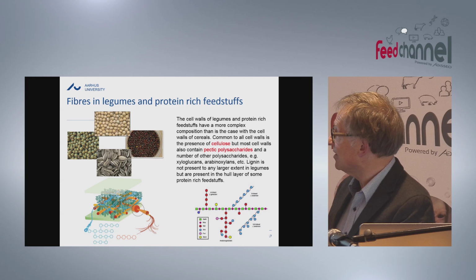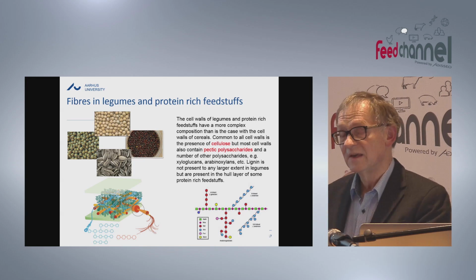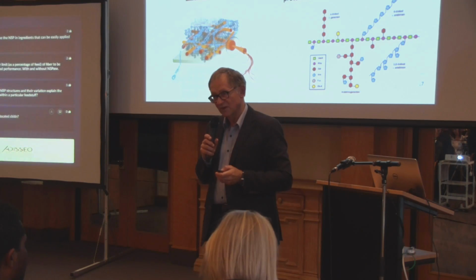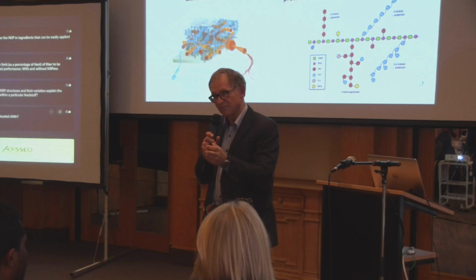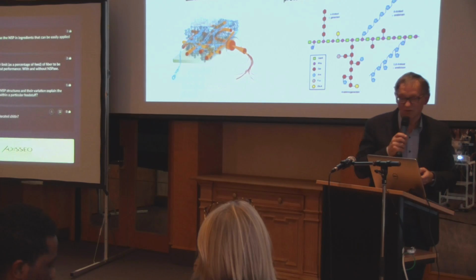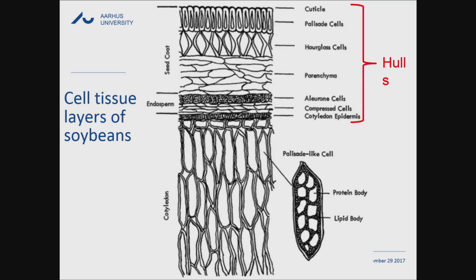Another important thing is that in most of the protein-rich materials, in soybeans for instance, there is no lignin present in significant amounts. Whereas when you come to rapeseed meals and sunflower, you'll see that you have relatively high levels of lignin present. And again, looking at a cross-section, this is from soybeans, you'll see the same type of organization here, where we have the hull layers out here, and then we have the cotyledon down here.